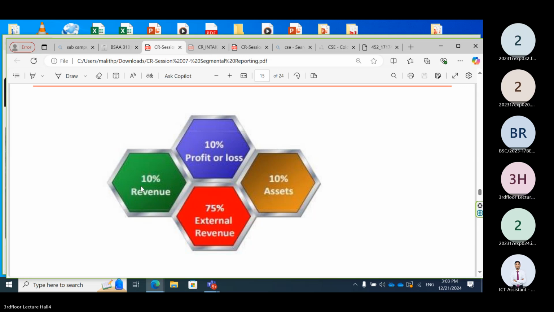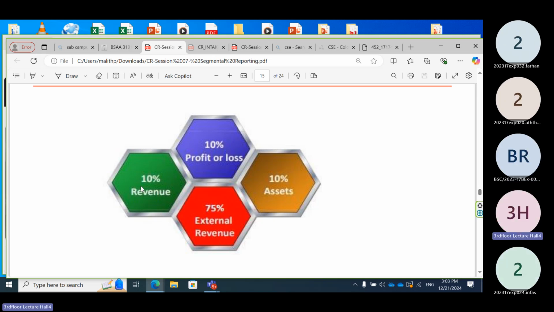So these are the 4 quantitative thresholds: 10% of revenue, 10% of profit or loss, 10% of assets, 75% of external revenue. These are the 4 quantitative thresholds in the standard. You have to evaluate based on this, right?